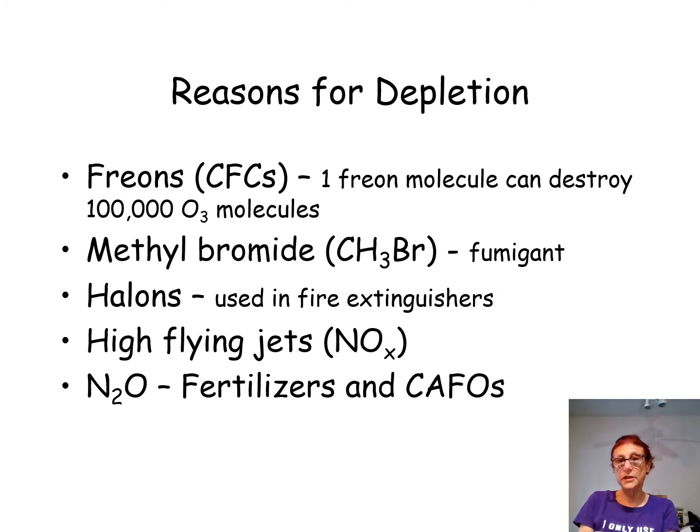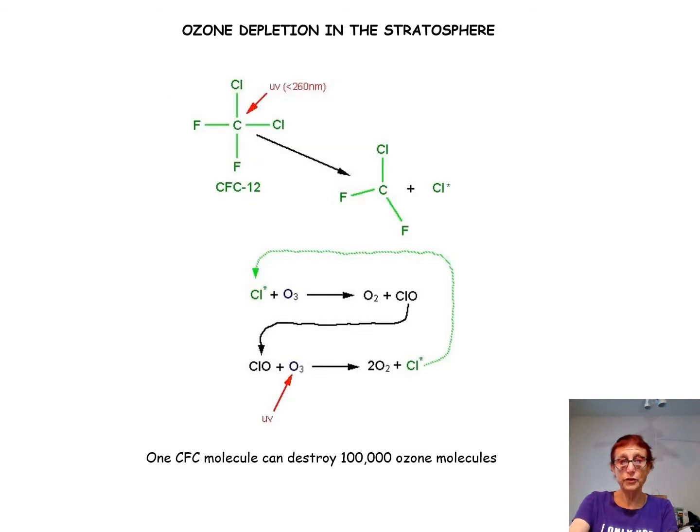High-flying jets released nitrogen oxides into the stratosphere. And probably one of the newer threats that we're becoming aware of is nitrous oxide, N2O, and that's produced from the decomposition of fertilizers and also from manure in CAFOs. So let's take a look and see how a freon molecule, and this is just one example of a freon molecule, can lead to the destruction of the ozone layer.